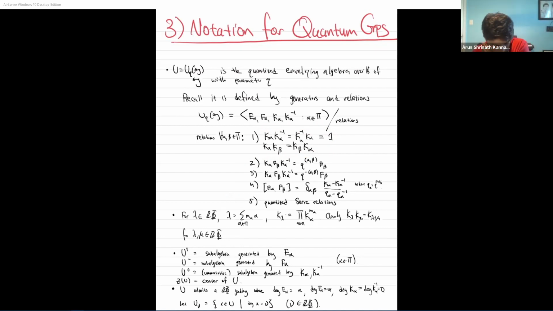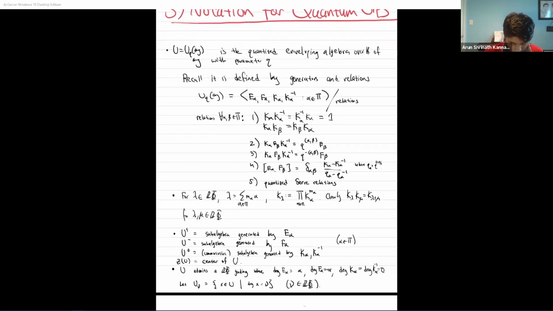There are some relations involving the F alphas with F betas and E alphas with E betas. And because the algebra generated by the K alphas is commutative, we can unambiguously define this notation K lambda, where if lambda is equal to the sum of some positive roots, then K lambda is just the product of the corresponding K alphas with multiplicity. And so this has this abelian group structure, K lambda K mu is equal to K lambda plus mu.